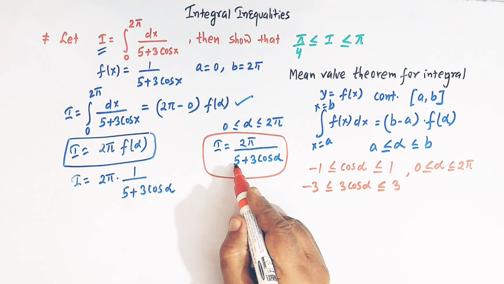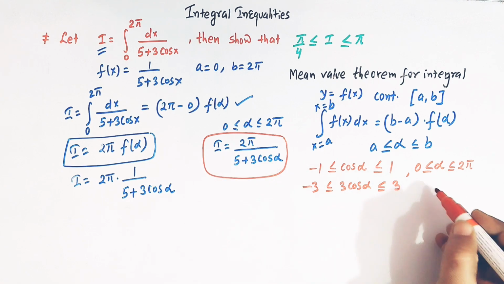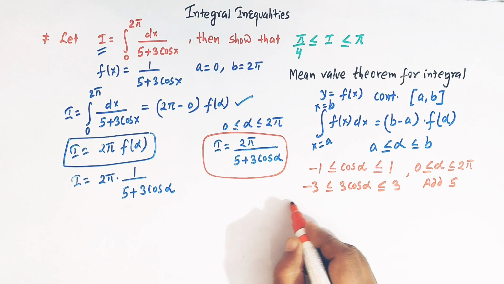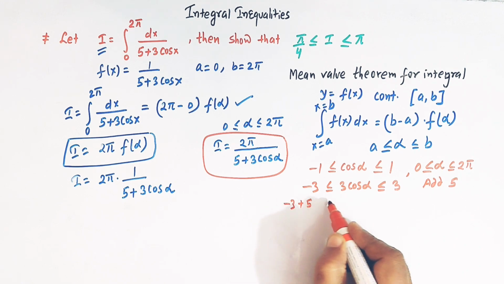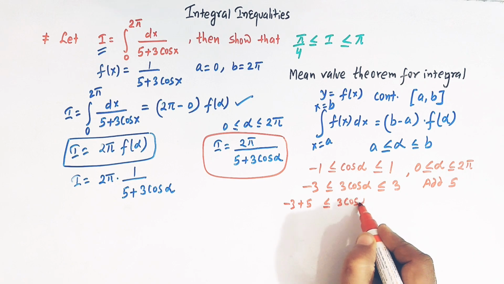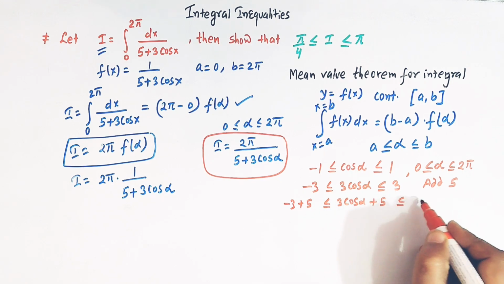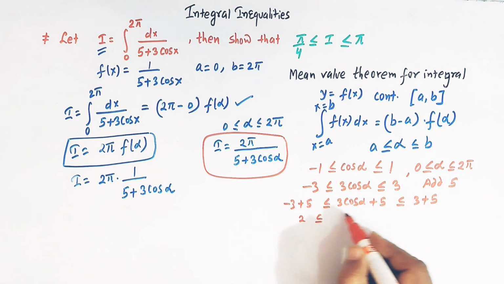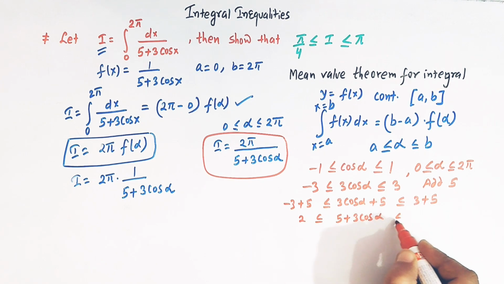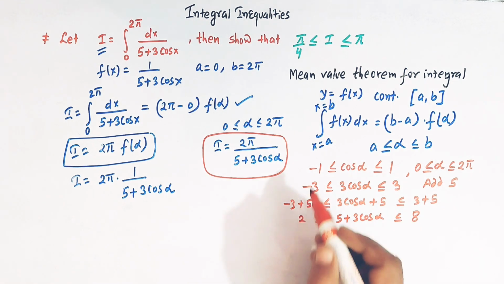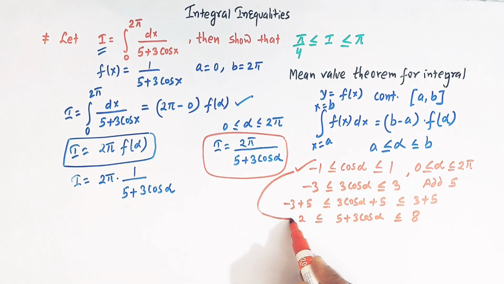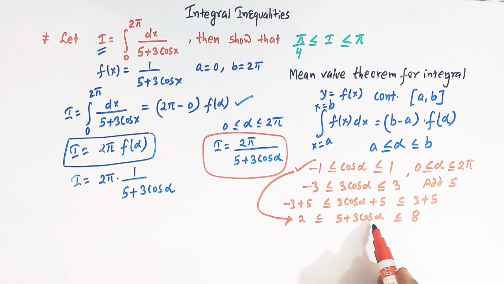Now here we have a term 5, so we'll add 5 throughout this inequality. We have minus 3 plus 5, 3 cos alpha plus 5, and 3 plus 5. So 5 minus 3 is 2, here we have 5 plus 3 cos alpha, and this is 8. Using this fundamental inequality from trigonometry, we have arrived at this inequality.